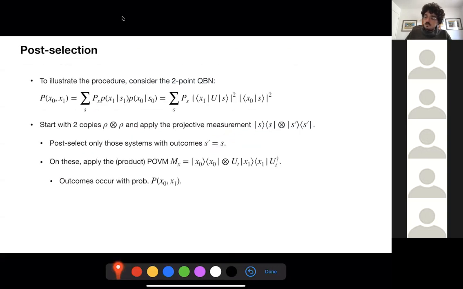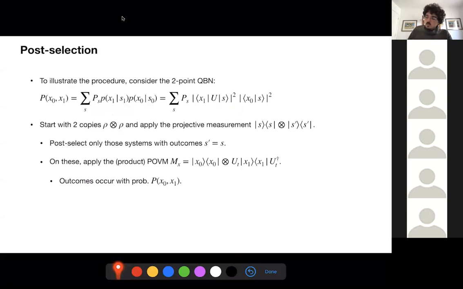So the trick is post-selection. Let me illustrate the idea by considering a two-point QBN. If you want 2 points, you need 2 copies. If you want n points, you need n copies. So a two-point QBN would have this kind of structure. We sum over all initial states, the probability of the initial states, and then those conditional probabilities, S0 to X0, S1 to X1. I write it here also more explicitly for reference.